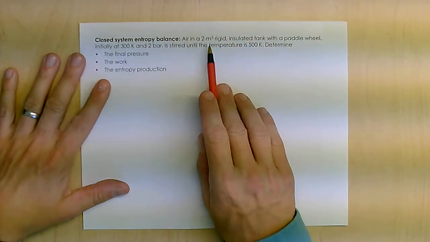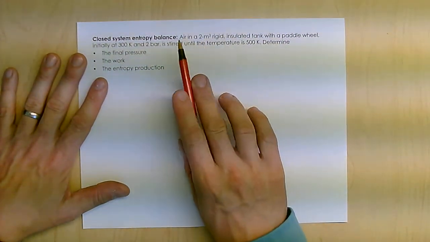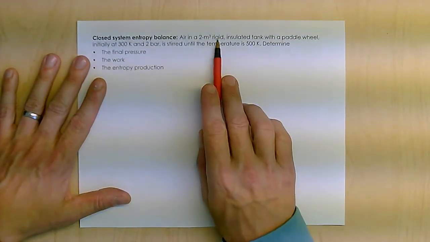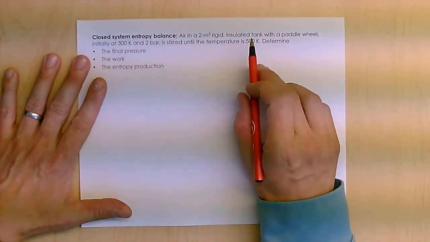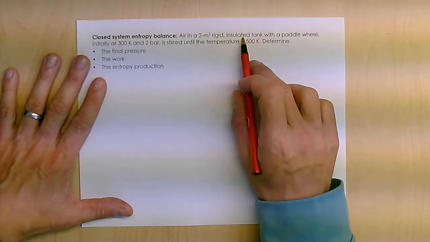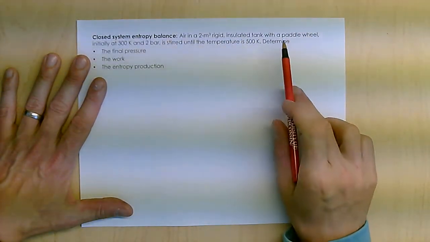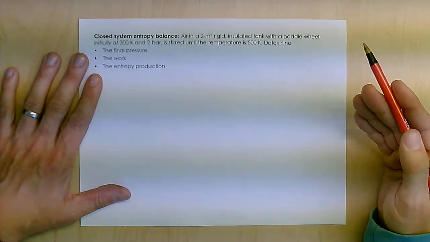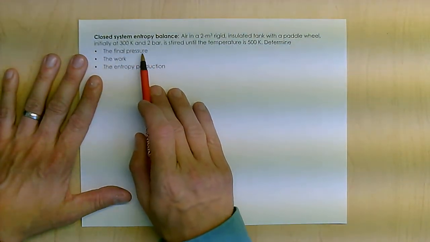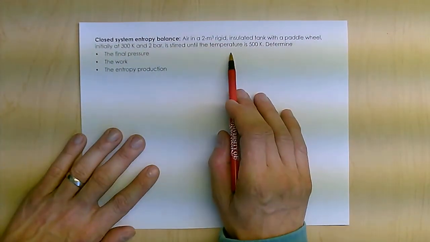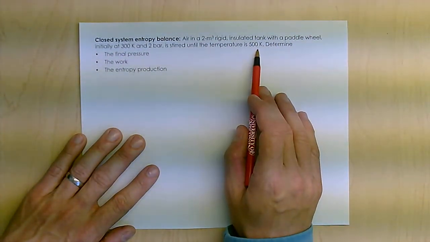Okay, in this problem, I've got air in a 2 cubic meter rigid insulated tank. So the volume stays constant. That's what rigid means. Insulated means Q equals 0. It does have a paddle wheel, so work can be added to the system. It's initially at 302 bar, and it's stirred until it gets up to 500 degrees Kelvin.